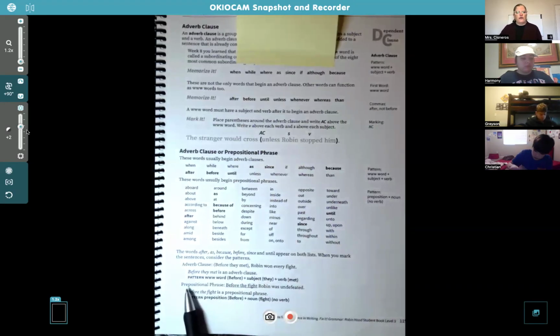Now look at the example of the prepositional phrase. Before the fight, Robin was undefeated. Before the fight is a prepositional phrase. It starts with the preposition before, even though that's the same as that one, before. This one says before the fight. It's a prepositional phrase because here's the pattern. Look at the very bottom of the page. The pattern for a prepositional phrase is preposition, before, plus noun, fight, no verb.